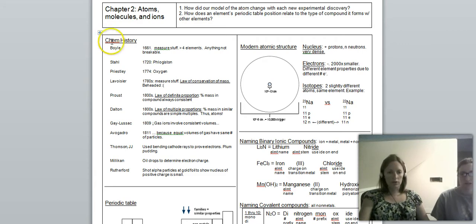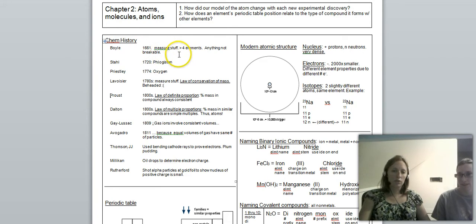So, to start with the history, the first dude that you need to know is Robert Boyle. He was way back in 1661, which was a while ago. He was the first dude who really got into measuring things, measuring the mass of all of the compounds that he was using, and doing experiments and keeping track of that kind of stuff, as opposed to the previous folks who were really more like alchemists and were just mixing stuff and going, "Where's the gold?" So he was really into measuring stuff.